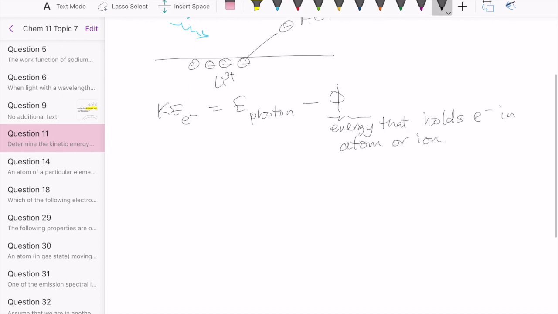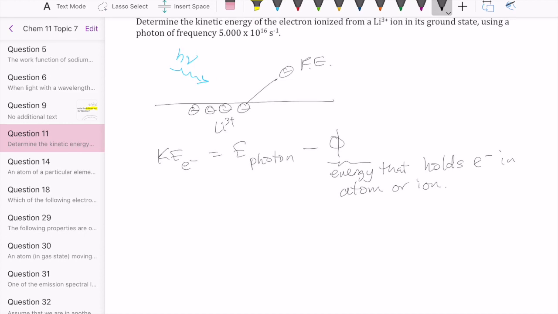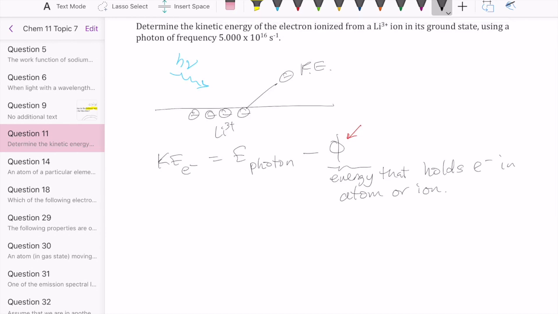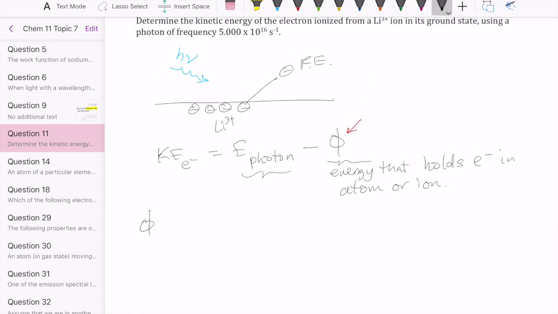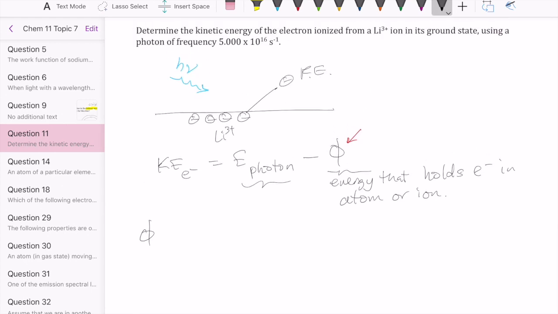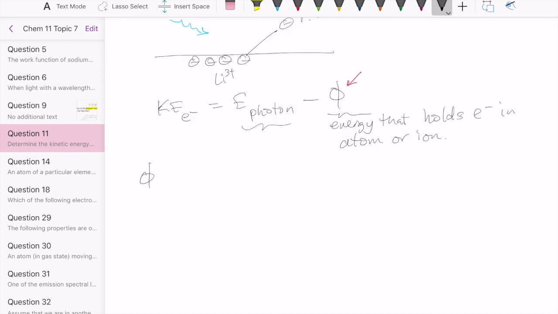So how do we calculate the kinetic energy? Well, obviously we're going to need to find the work function, right? Because we already know the energy of the photon, or at least we can calculate it because we know the frequency. What is the work function? Well, the work function is the energy that holds the electron in the lithium ion in this case, but it could be calculated using Bohr's model of the one electron system, right?